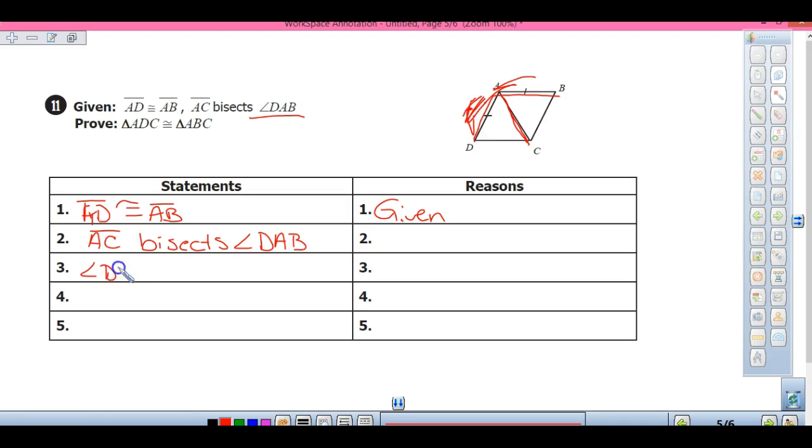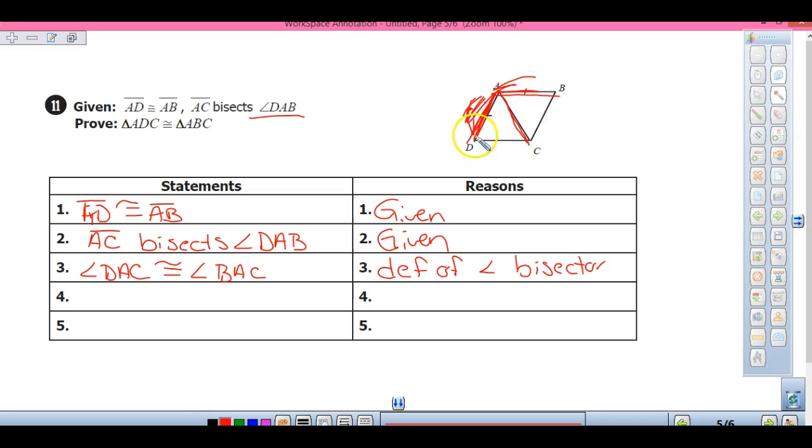Angle DAC is congruent to BAC, yep. Because this is my big angle right here, and it gets cut in half by that. Why? This one was given. What would this be? Definition of an angle bisector. Because that line is an angle bisector. It bisects the angle into 2 parts.